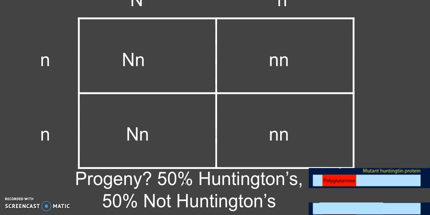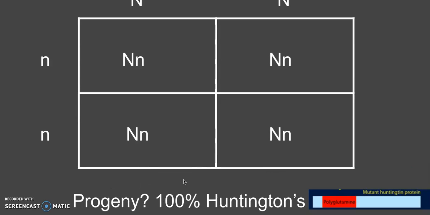So if someone has this disease, it has an allele for this disease, they're going to have this disease. There's no such thing as carrying the Huntington's allele, because if you have any allele, then that is going to dominate.